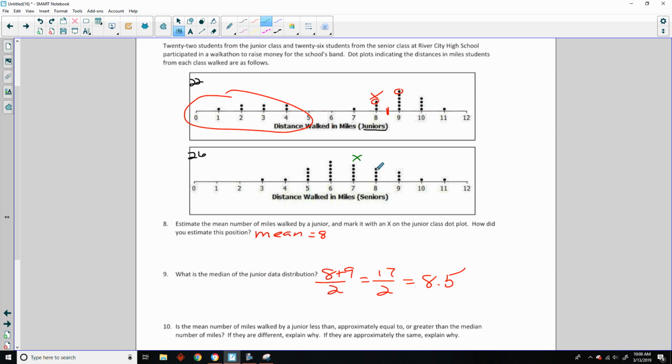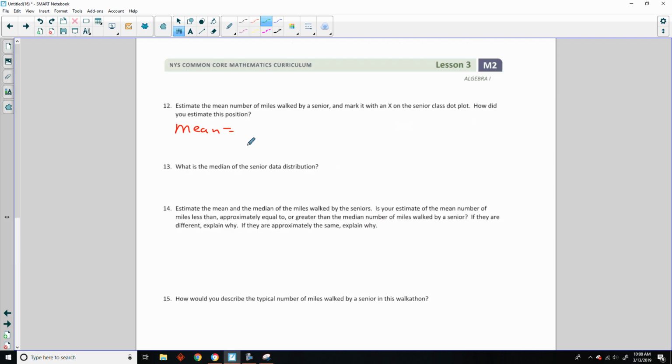But then 1, 2, 3, 4, 5, 6, 7, 8, 9 to the right, 1, 2, 3, 4, 5, 6, 7, 8, 9, 10, 11, 12 to the left. But there are larger 11 and 12 outliers here. 11 is a lot more than 3, so I'm going to stick with my 7. I would say that the mean equals 7.